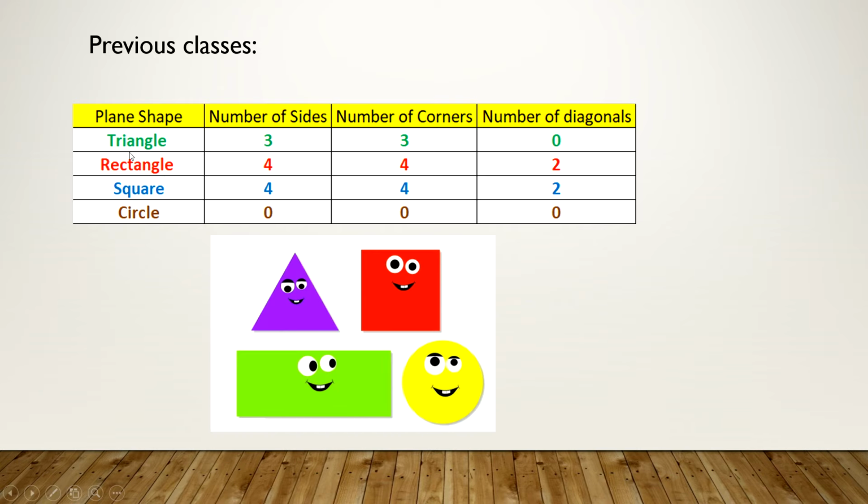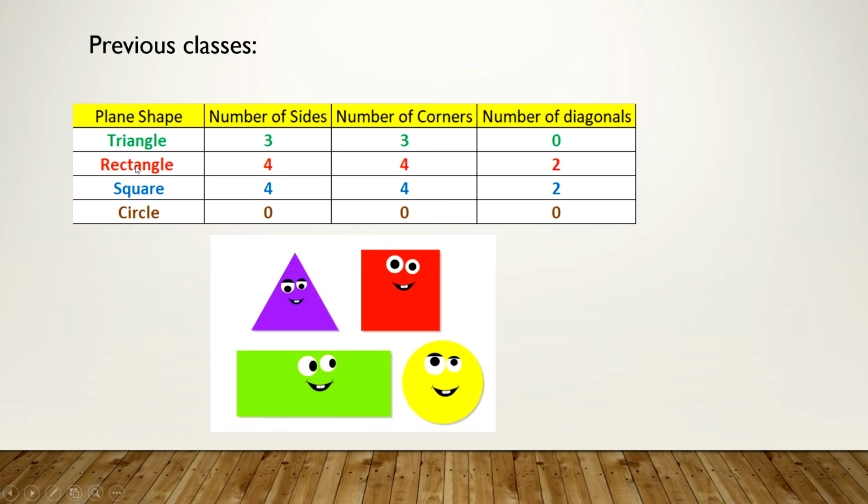And here's the figure. We have learned about the triangle, number of sides, number of corners, and number of diagonals. And we have seen a lot of examples as well. So for a triangle we have three sides, three corners, no diagonals. These are the three sides, 1, 2, and 3. These are the three corners, 1, 2, 3, and no diagonals.